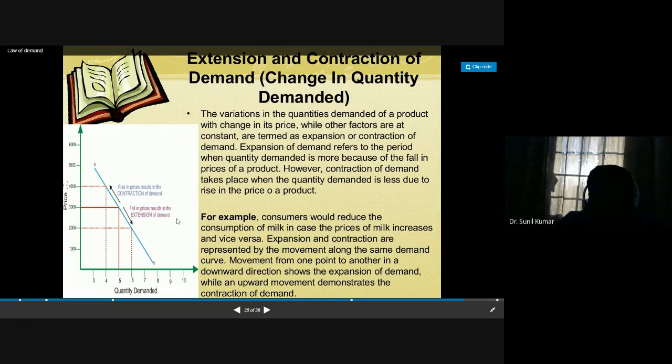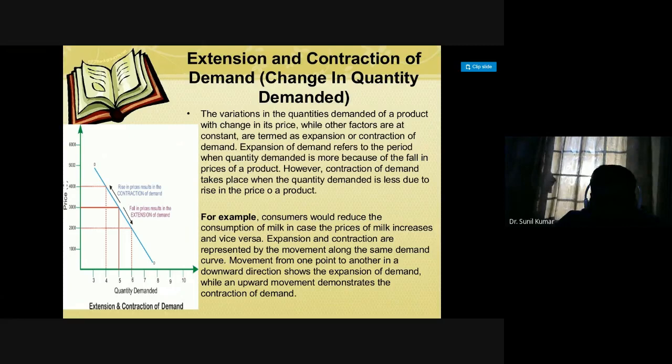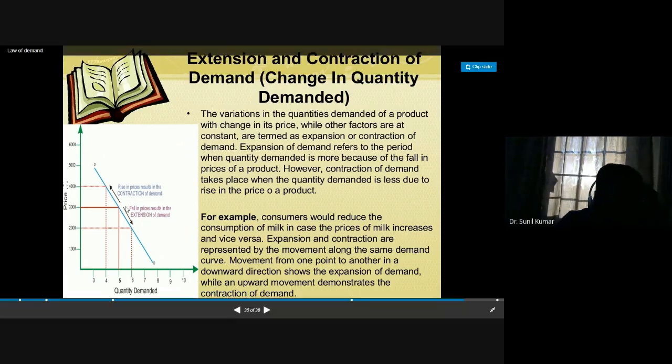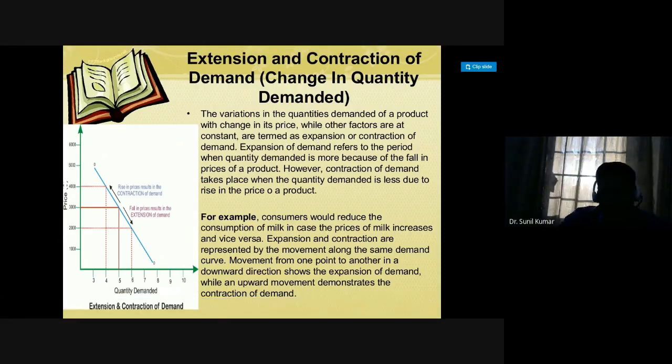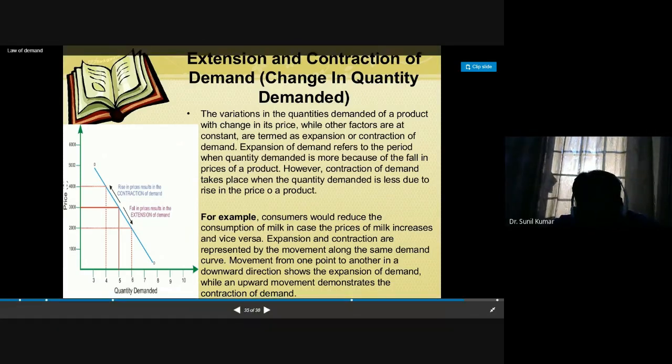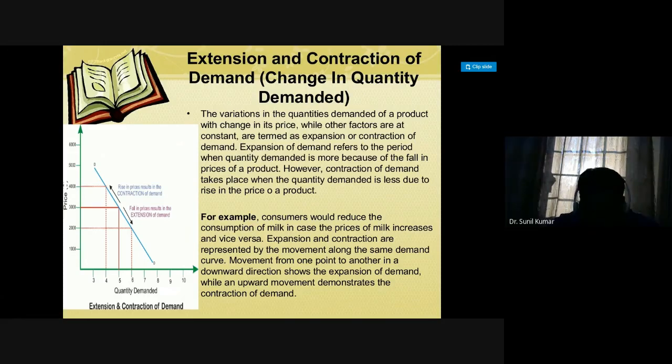So one thing is clear here: we cannot say that the taste and preference of the consumer prevail. We only say that only the price is considered here. For example, the variation in the quantity demanded of a product with a change in its price, while other factors are constant, is termed the expansion of demand. Okay, so I want to tell you one thing. For example, just take the price of goods and the quantity demanded.